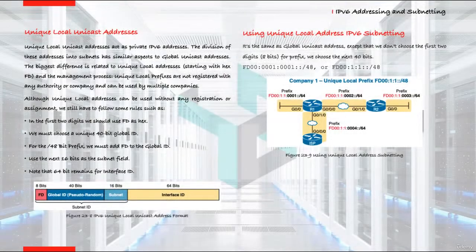Now let's look at unique local addresses. Unique local unicast addresses function as private IPv6 addresses. The separation of these addresses into subnets has similarities to global unicast addresses. The biggest difference is that unique local addresses start with FD as the hex value. Unique local prefixes are not registered with any authority or company and can be used by more than one company. We can use them locally as we want.